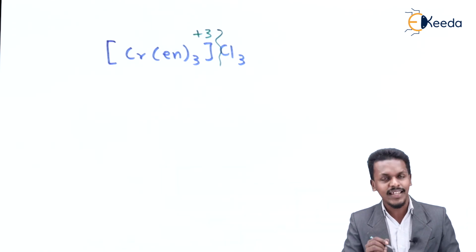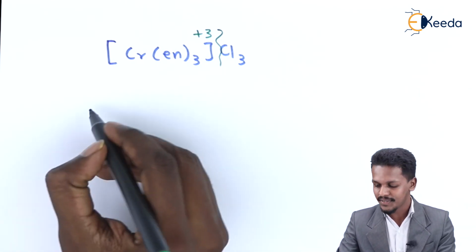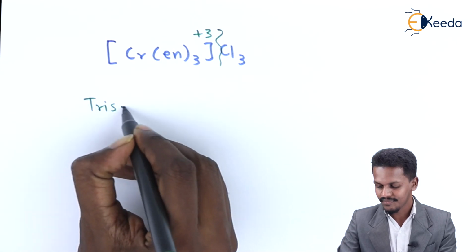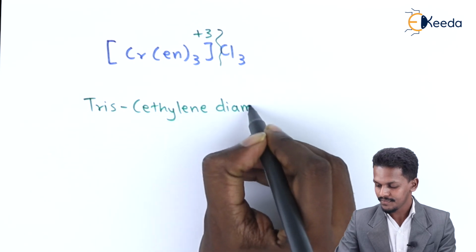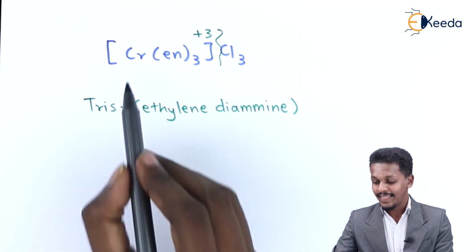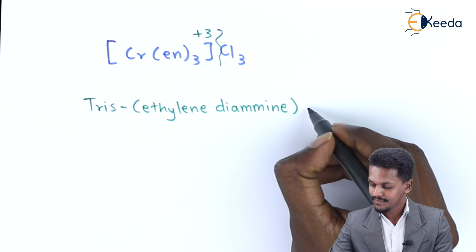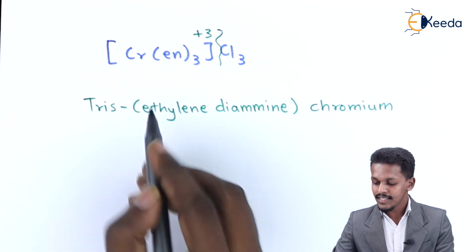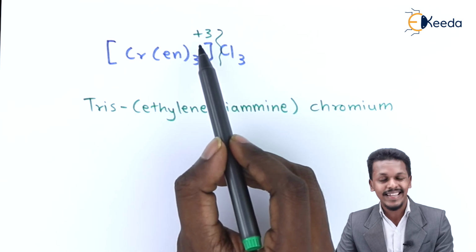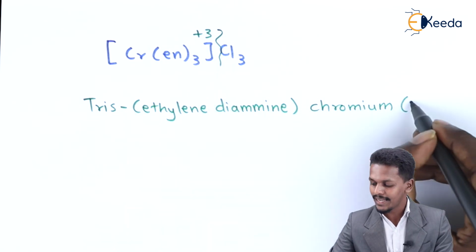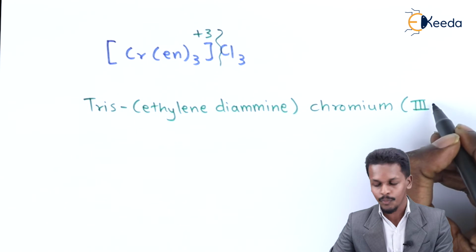So therefore we could give the name to this one as tris ethylene diamine, and then here it is chromium. Here we can find that the oxidation number of this chromium is +3. So therefore I am writing it in parenthesis, also in Roman numerals.